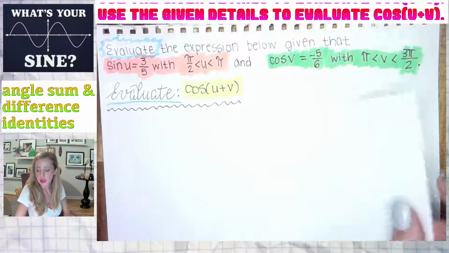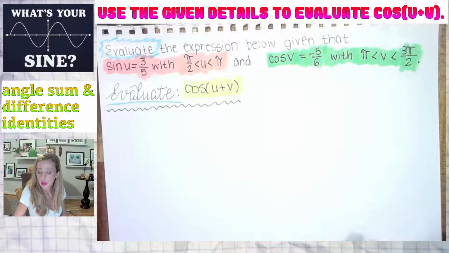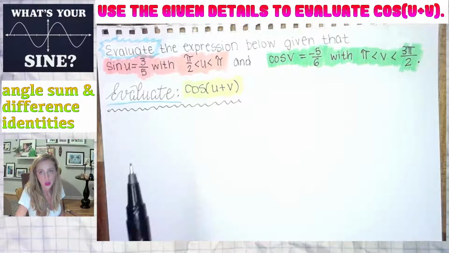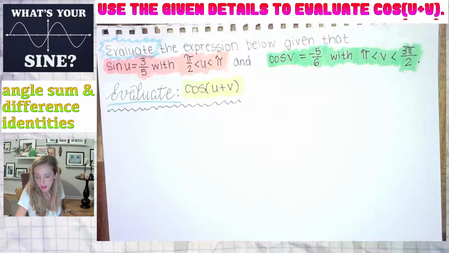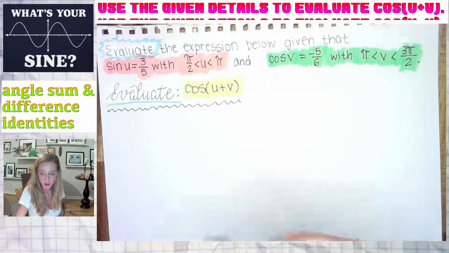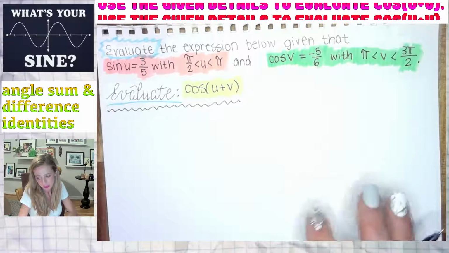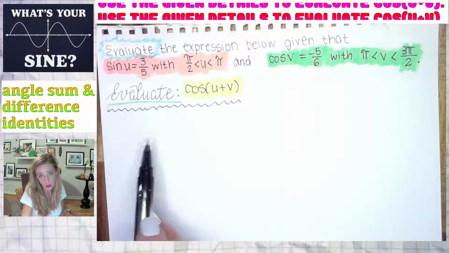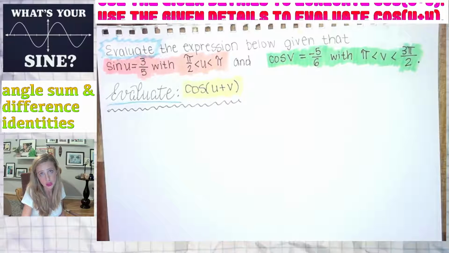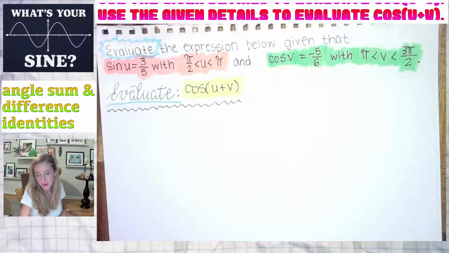The expression we need to evaluate is cosine of u plus v, and we're going to use the angle sum identity to figure that out. First thing, I'm going to do two things right now. One thing is I'm going to write out what this would expand into with the angle sum identity.